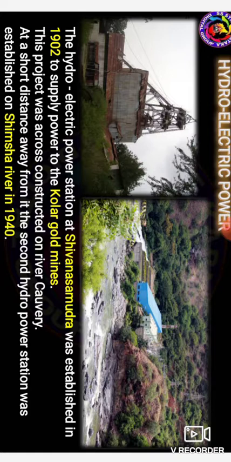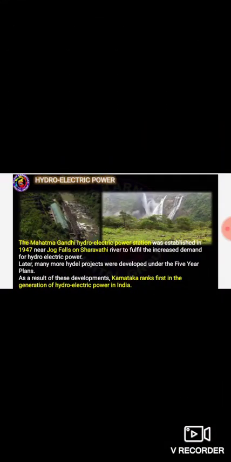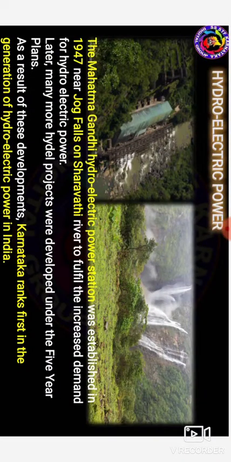At a short distance away from it, the second hydro power station was established on the Shimsha river in 1940. So in 1940, the second project was taken up on that river Shimsha. And then the third one was the Jog Falls on the Sharavati river.